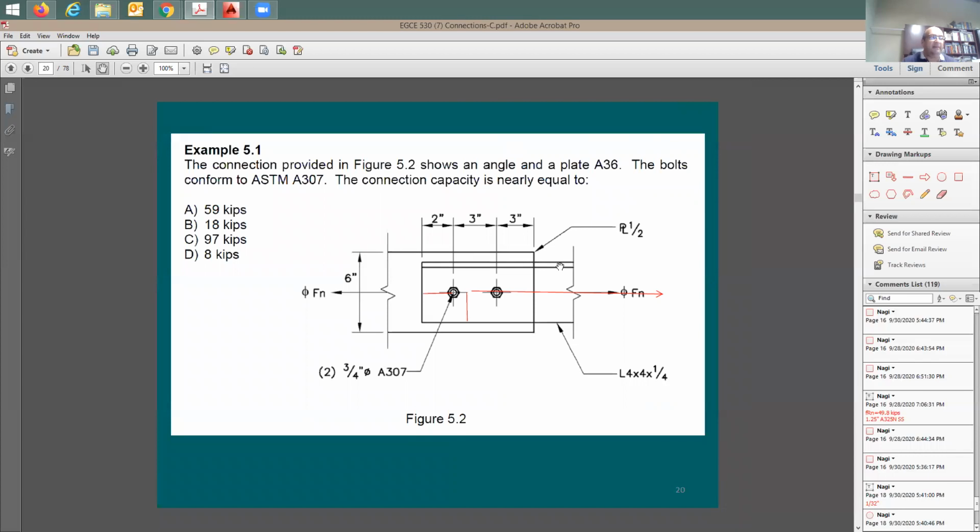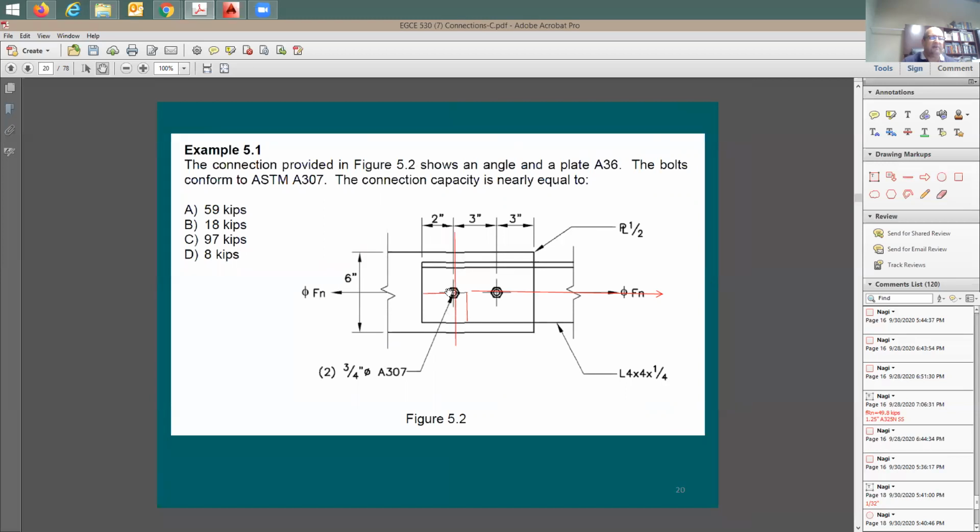How about the angle? How about the plate? Well, we have seen this before. We know how to do tension capacity of a plate, tension capacity of the angle. The cross-section area of the angle you can look up in the table. For the net, you're going to have a bolt and a hole, and a critical section, which is going to be right here.